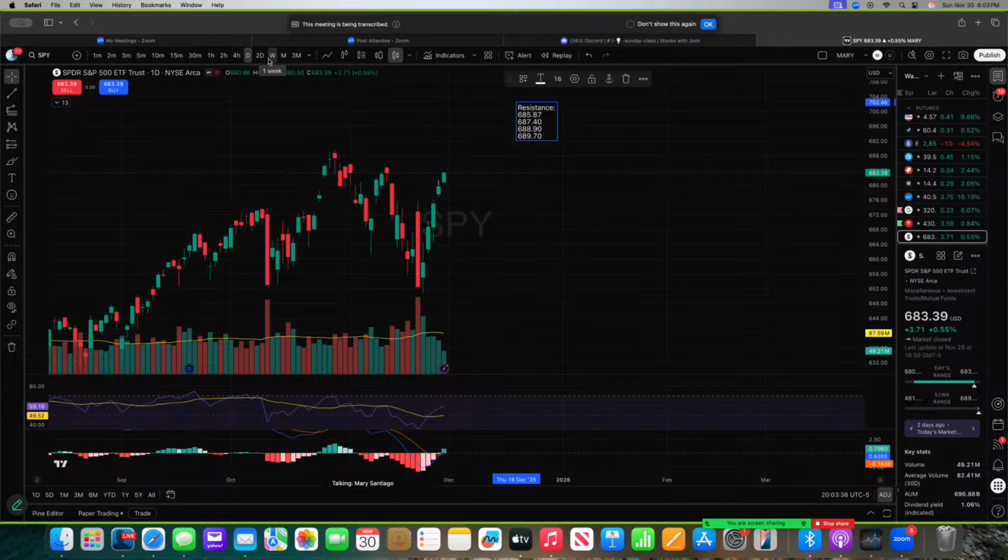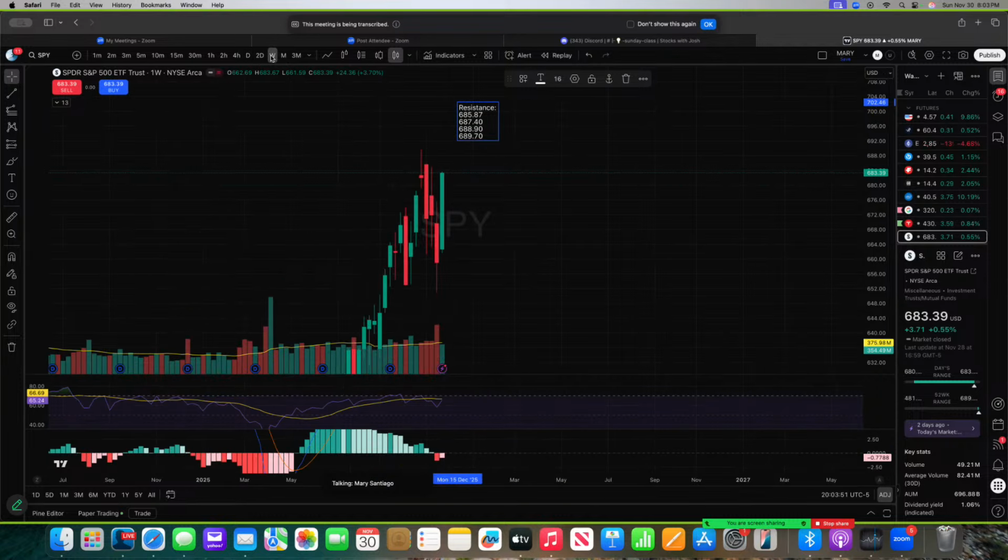I would like to see the RSI on the daily above 60, like literally above 60. It's 59 right now. I would like it to be above 60, okay? Pay attention to your daily RSI. Yes, 59 is bullish. Above 60 is more bullish.